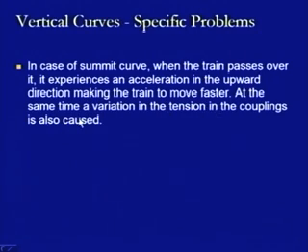At the same time, a variation in the tension in the couplings is also caused, because the train is moving like this and there is an upward acceleration in this direction, therefore the couplings get stressed in this direction as well as in this direction. So, there is a variation in the tension in the couplings. The variation will come because there will be a different number of wagons on this side as compared to the other side, and that will bring the variation.